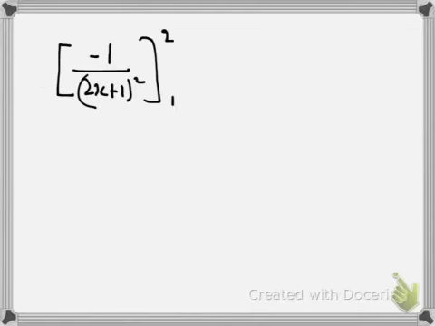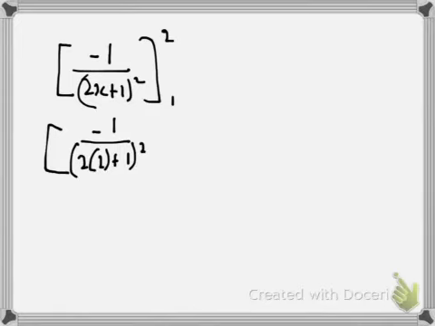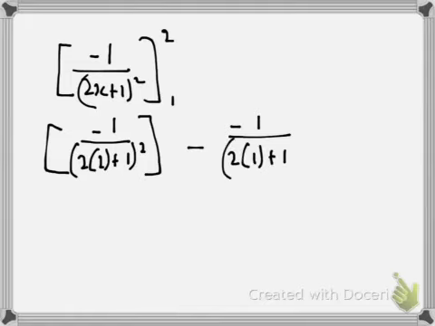Okay, now we place our terminals in, starting with 2. We'll go with the square bracket, square bracket again. Minus 1 over 2 times 2 plus 1 all squared, minus negative 1 over 2 times 1 plus 1 all squared. Square bracket around that as well.